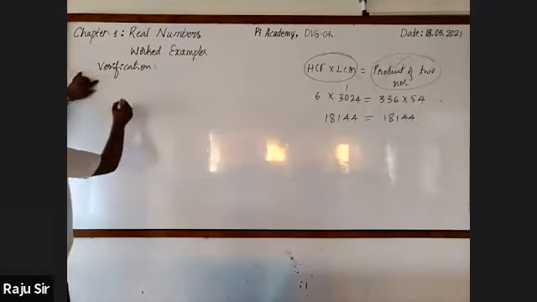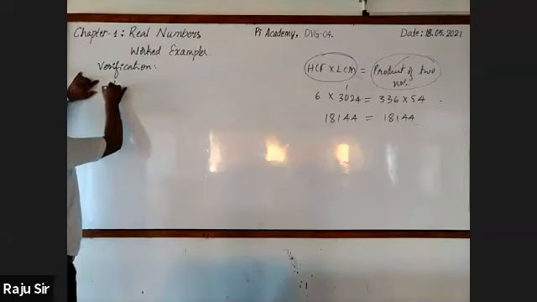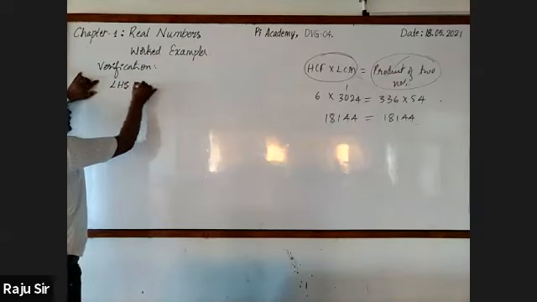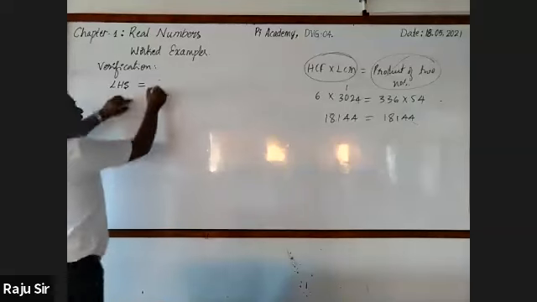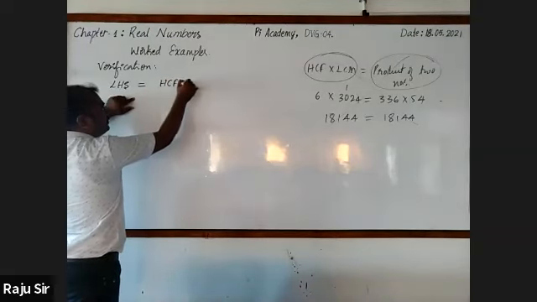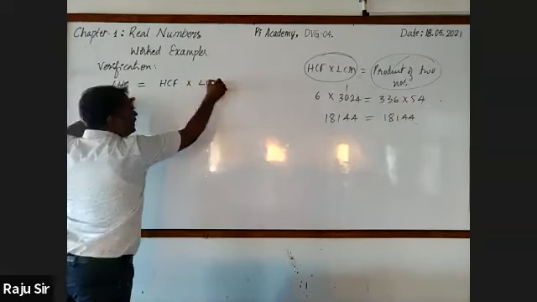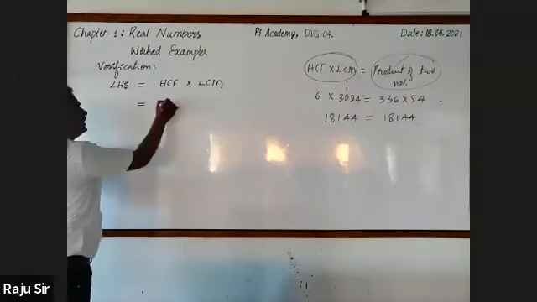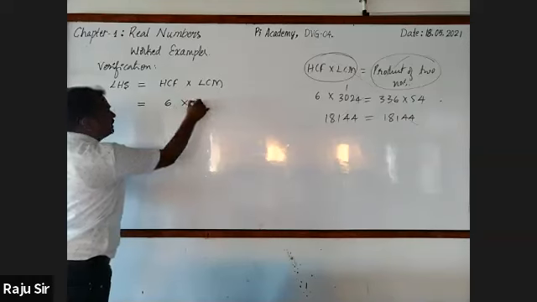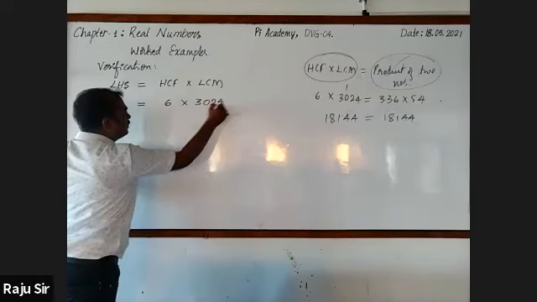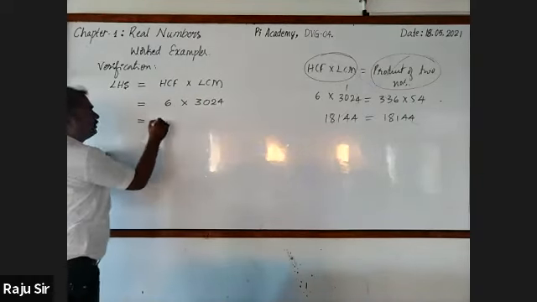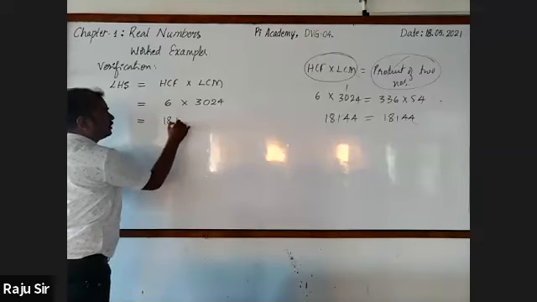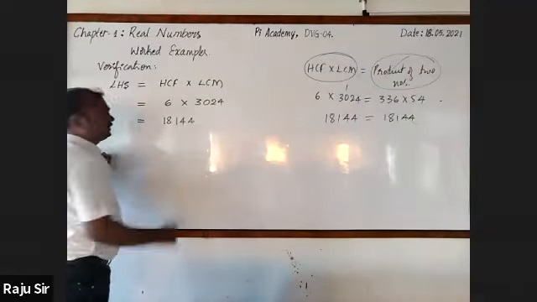Now write the verification with me. I'll take the LHS part. LHS part is HCF into LCM. You can write with me. Where HCF is 6, LCM is 3024. On finding the product, you will get 18,144.